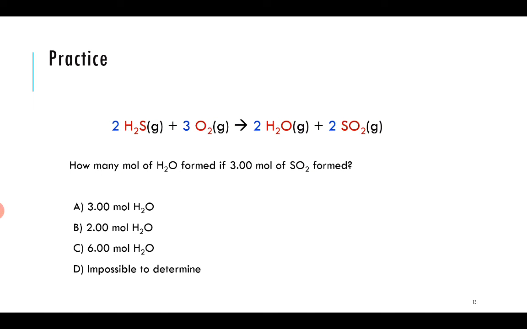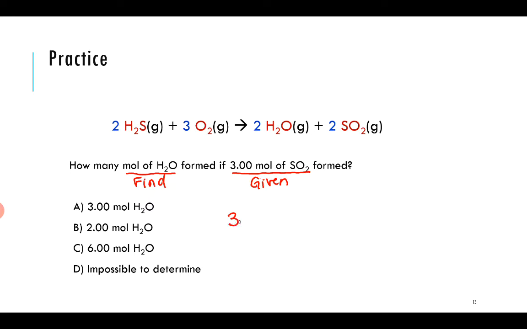Here's a practice problem for you. Go ahead and pause the video and try to work it out on your own. It reads, how many moles of H2O formed if 3 moles of SO2 formed. Okay, let's go over this. So we're trying to find moles of H2O, and we're given 3 moles of SO2.